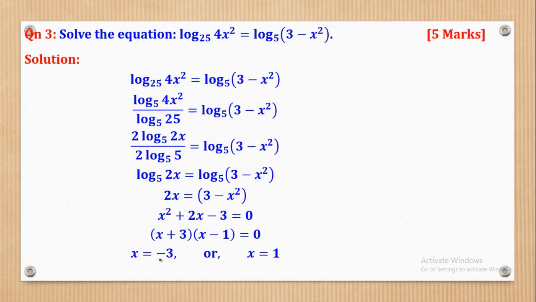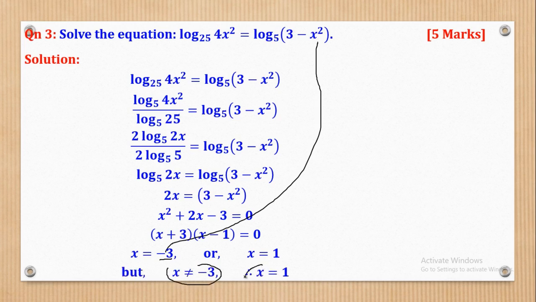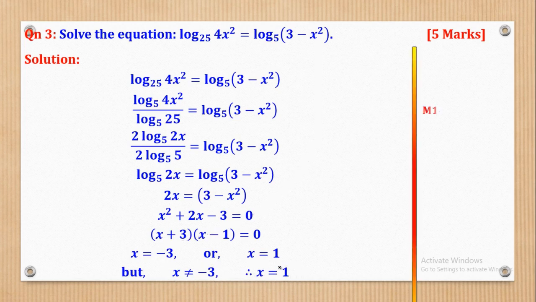Now for these two values, you realize that when I put negative 3 here, it will become negative 3 squared, which is 9, and 3 minus 9 gives you a negative value, which is impossible. Therefore, you say that x cannot be equal to negative 3, implying that x is equal to 1. So basically that is what they wanted.